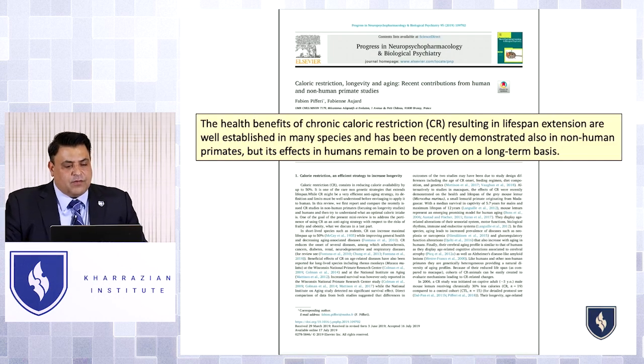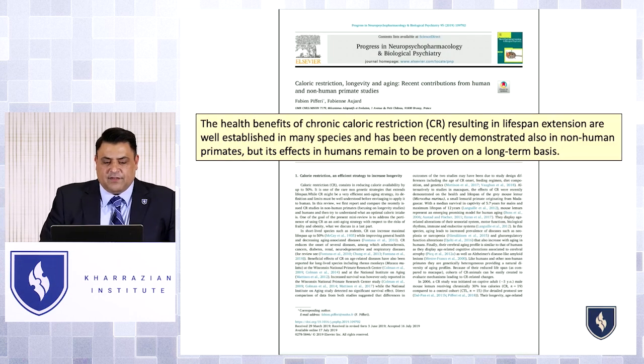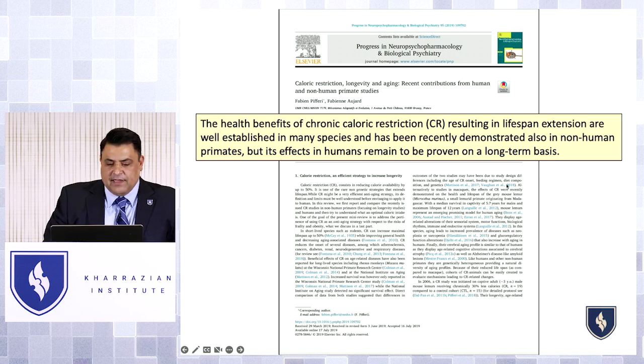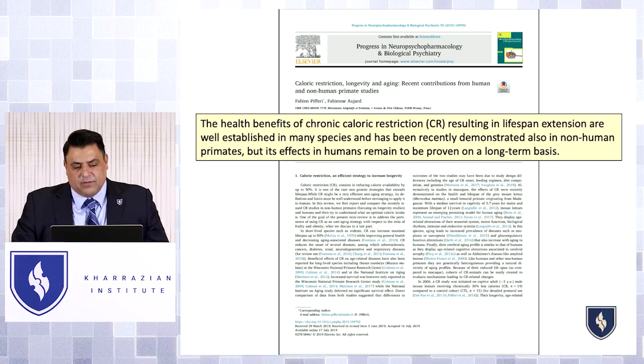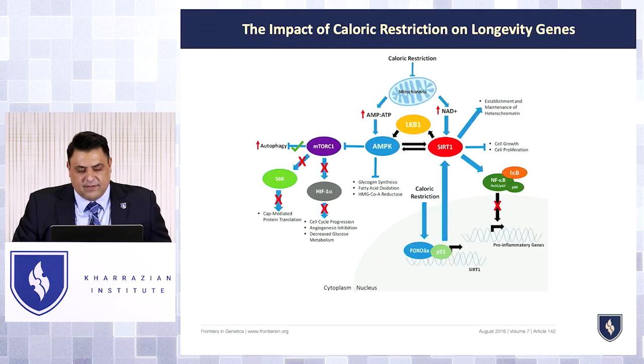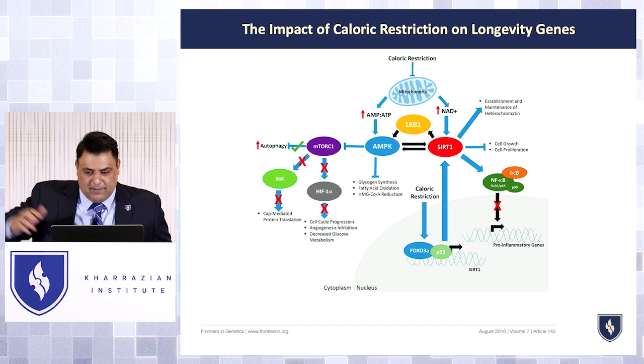The health benefits of chronic caloric restriction resulting in lifespan extension are well established in many species, and have been recently demonstrated also in non-human primates, but effects on humans remain to be proven on a long-term basis. So basically, caloric restriction is definitely showing impacts in non-humans, and in humans we're just waiting to get more and more studies. But it's clear that it is having effects on various diseases. It's just hard to measure longevity because it takes so much time.